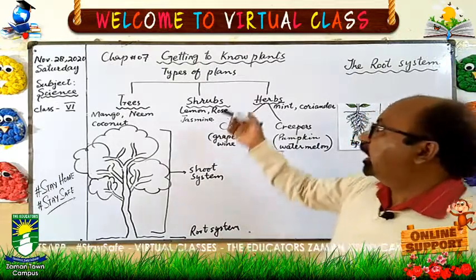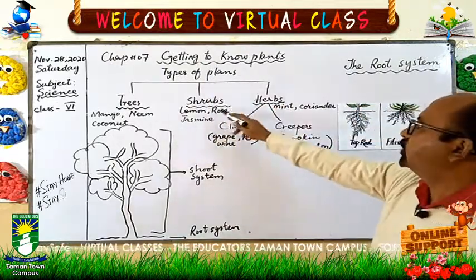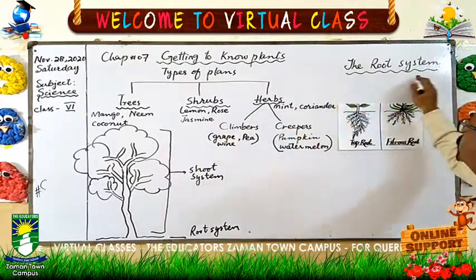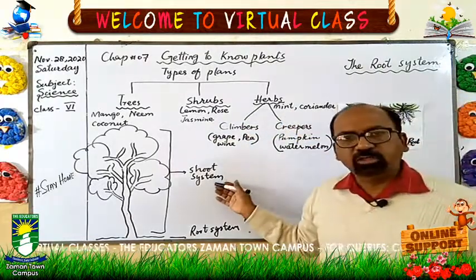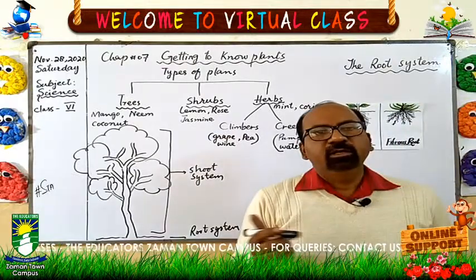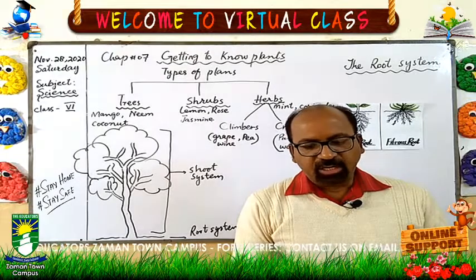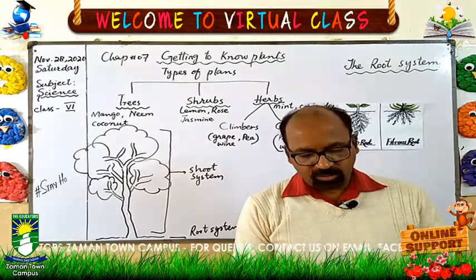So today we have seen the types of plants: trees, shrubs, herbs. We have studied the root system, talked about the shoot system, and discussed the functions of the roots. So now come towards the homework.